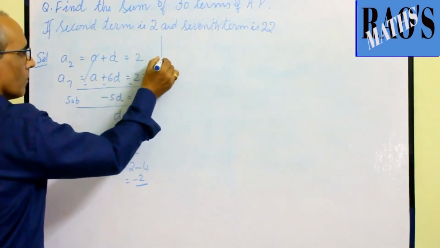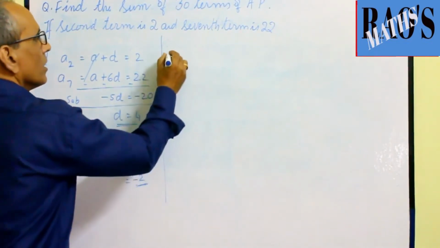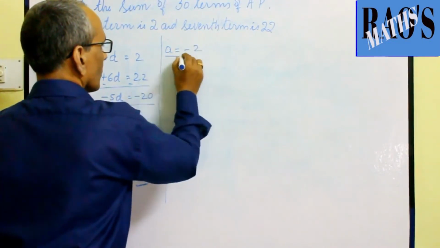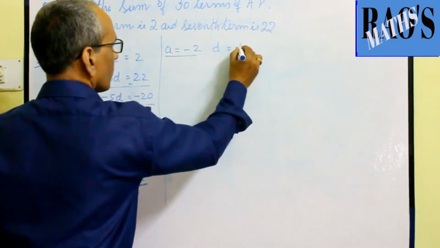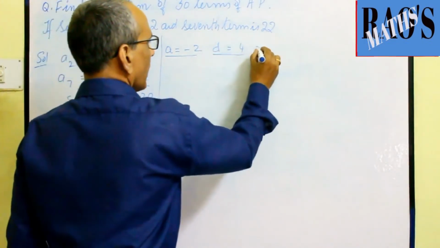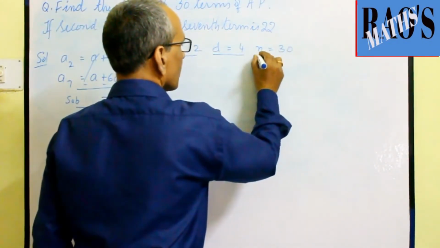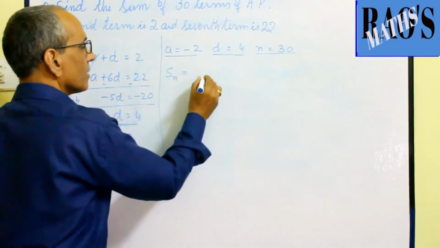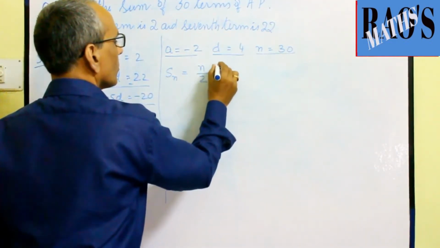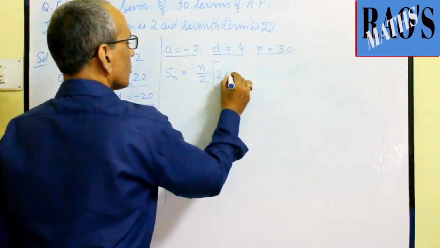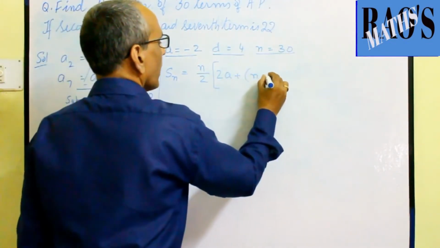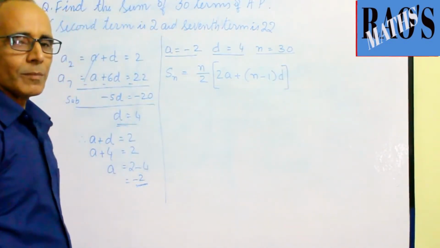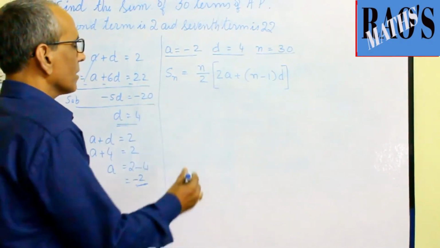Okay. Now we write what we have. a we got, that is minus 2, and d we derived, that is 4. n, we want the sum of 30 terms. Therefore sum of 30 terms is n by 2 of 2a plus n minus 1 d. This is the formula. Clear? Now substitute everything we have on the right side.